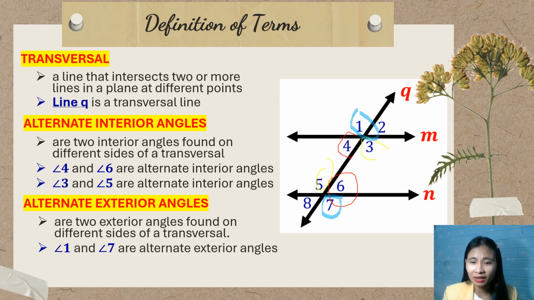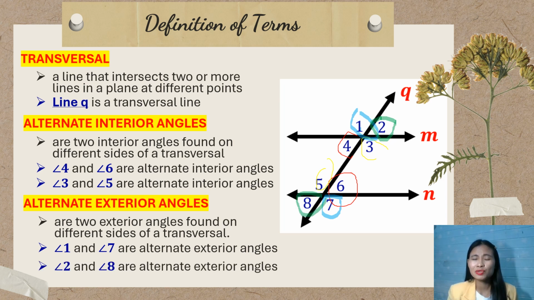Now, the other pair is angle 2, paired with angle 8. So again, there will be two pairs of alternate exterior angles. So the number of pairs of exterior angles depends on the number of lines being intersected by the transversal.